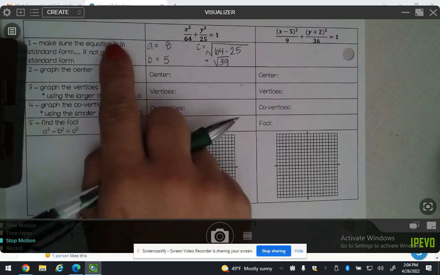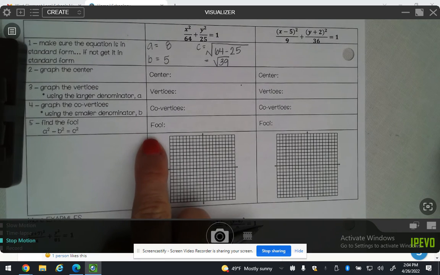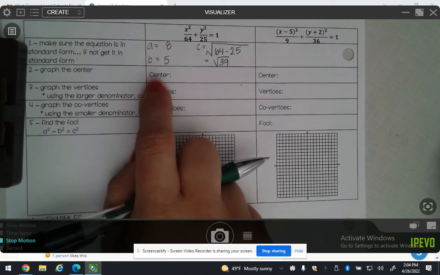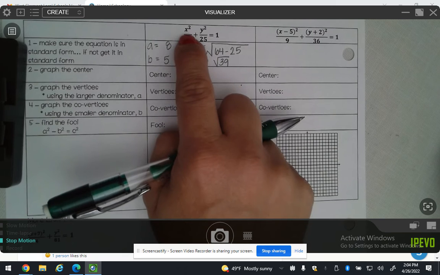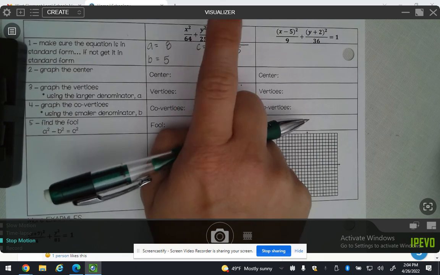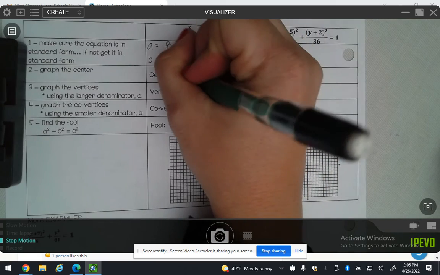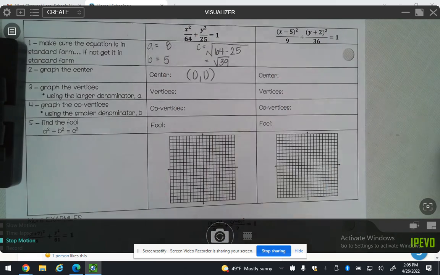Once you have these, you start figuring out what you have here. Where's my center? What's H and K? It's the same thing as a circle. What's H here? 0. What's K? 0. So my center is at 0, 0. It's just like that circle, right? It's what we did yesterday.